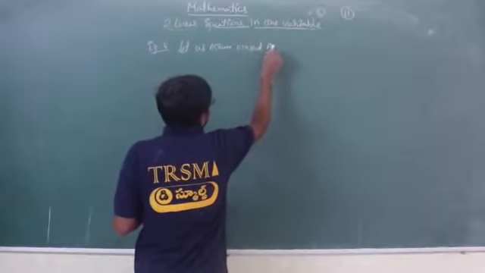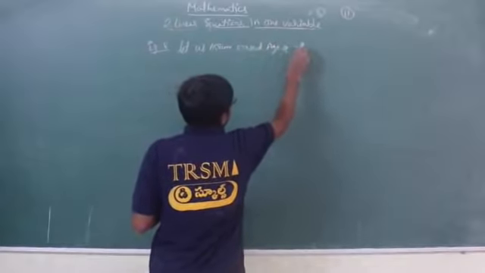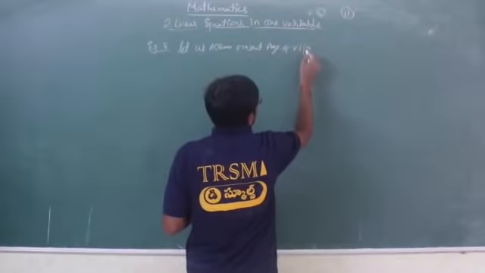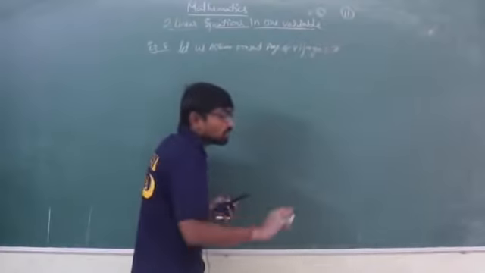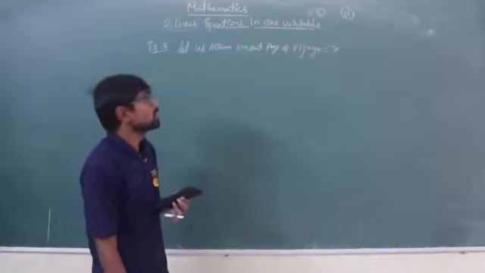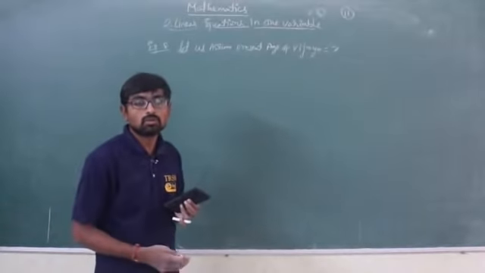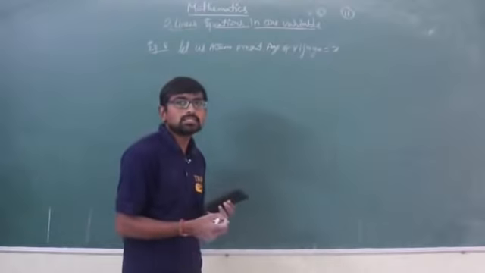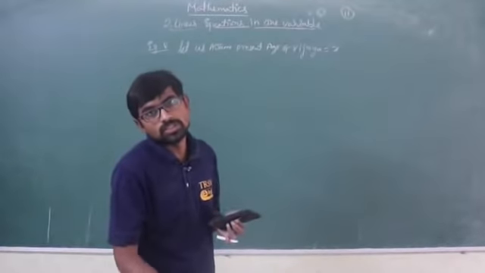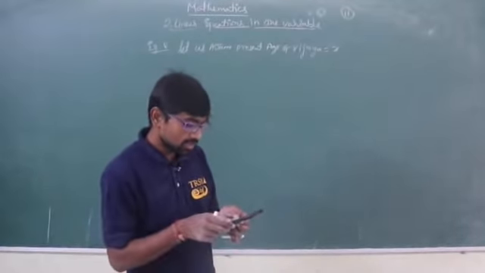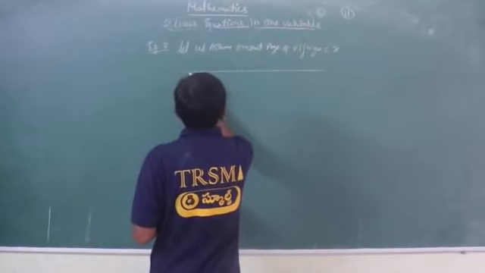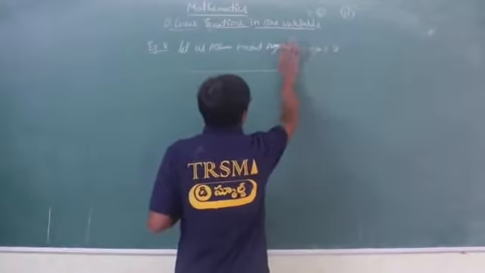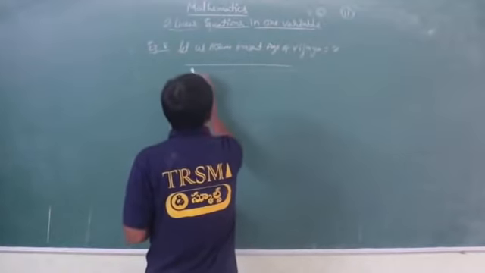present age of Vijaya is equal to X. I am not taking the present age of her mother as another variable. Why? Because her mother's age is defined from Vijaya's age, isn't it? So let me draw a table.